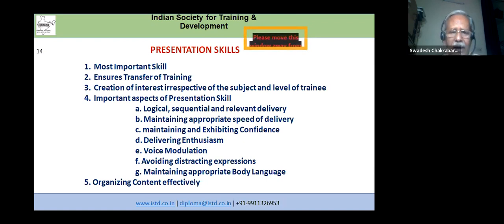Another important point in presentation skill is avoiding distracting expressions. Sometimes the trainer has certain habits, either repeating certain words or making certain gestures. He should be able to stop it. That is distracting expression. You should also maintain appropriate body language, which can help the presentation process properly. Maintaining appropriate body language is very important, because that's really going to help the transfer of training, transfer of knowledge.